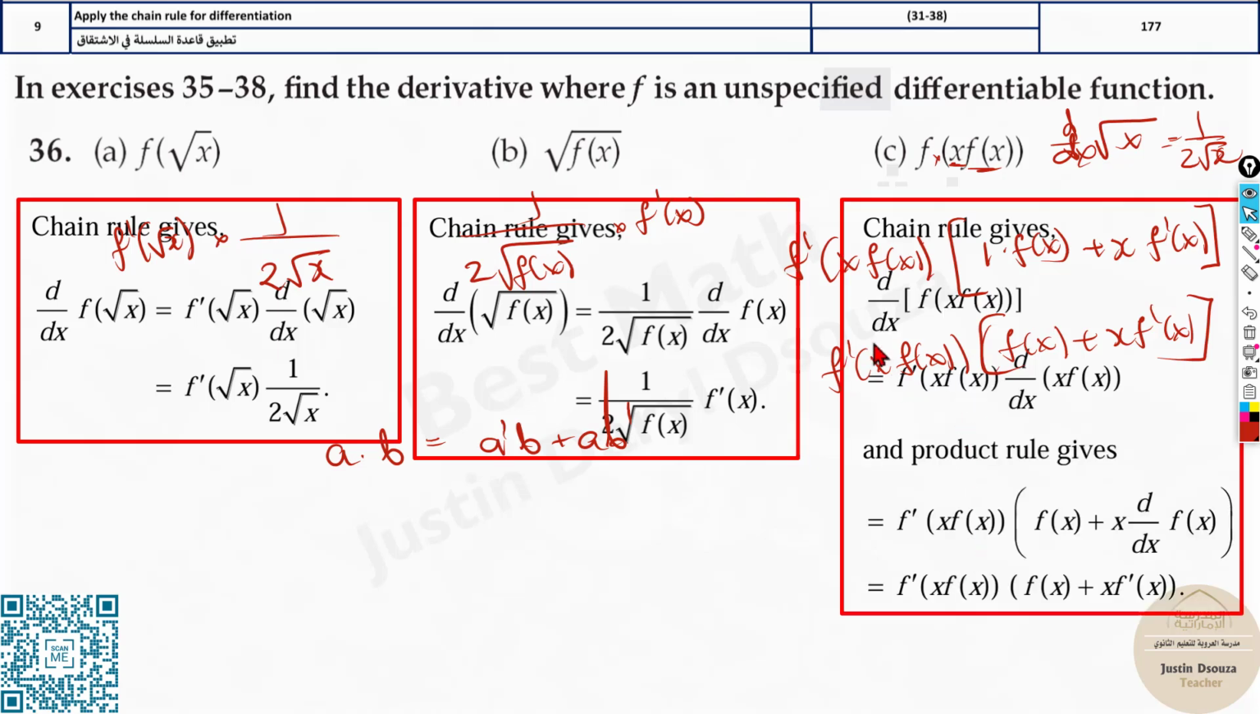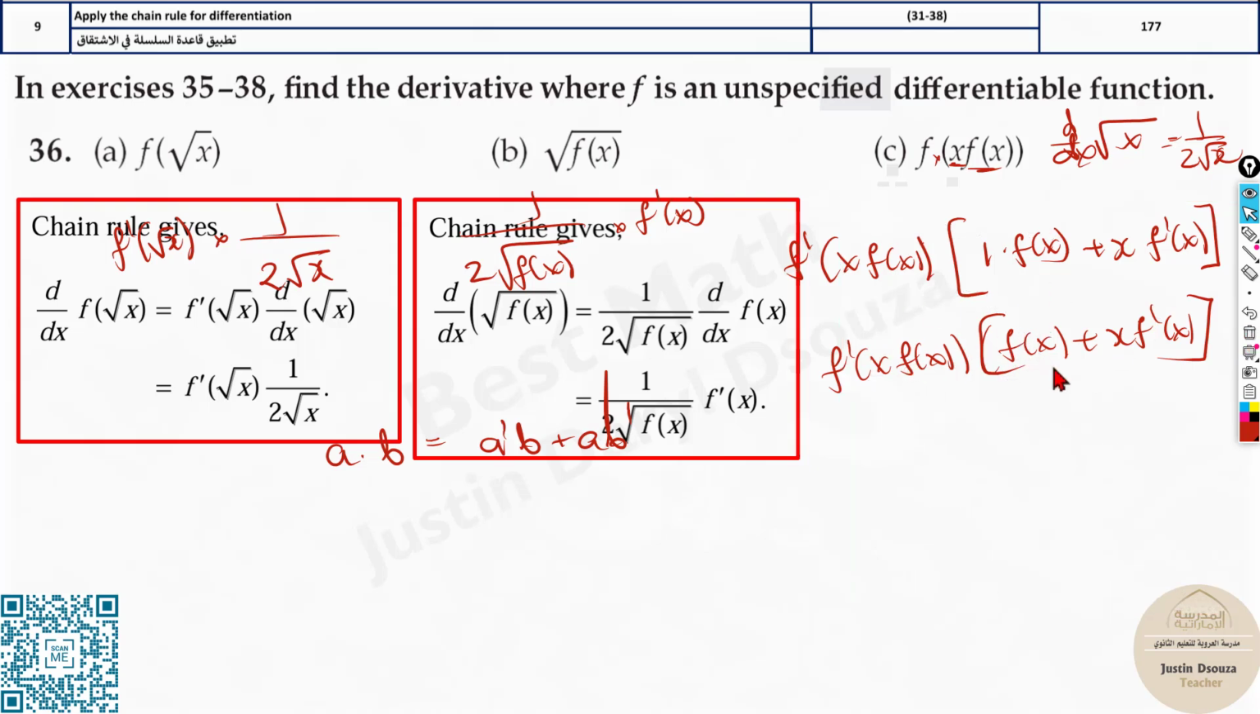And over here, we're getting f prime of x, f of x. And yes, this is it. Usually we don't go to multiply this. It's already simplified, so leave it like that.